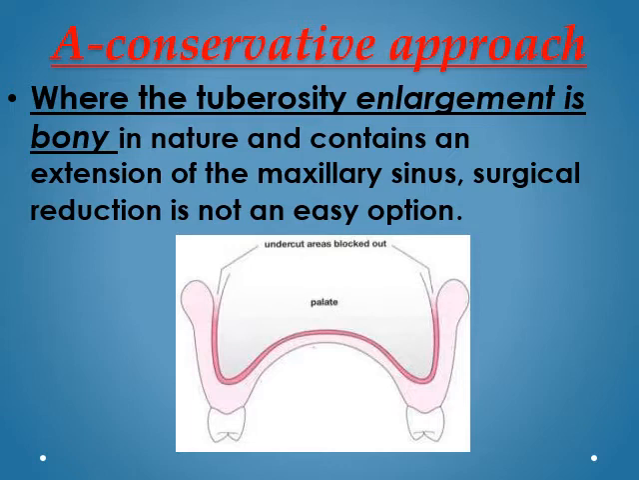Conservative approach, without surgical intervention. Where the tuberosity enlargement is bony, not fibrous in nature, and contains an extension of the maxillary sinus, surgical reduction is not an easy option. Of course, if it is bony and the enlargement reaches the sinus, we stop here; we cannot do any surgical interference.